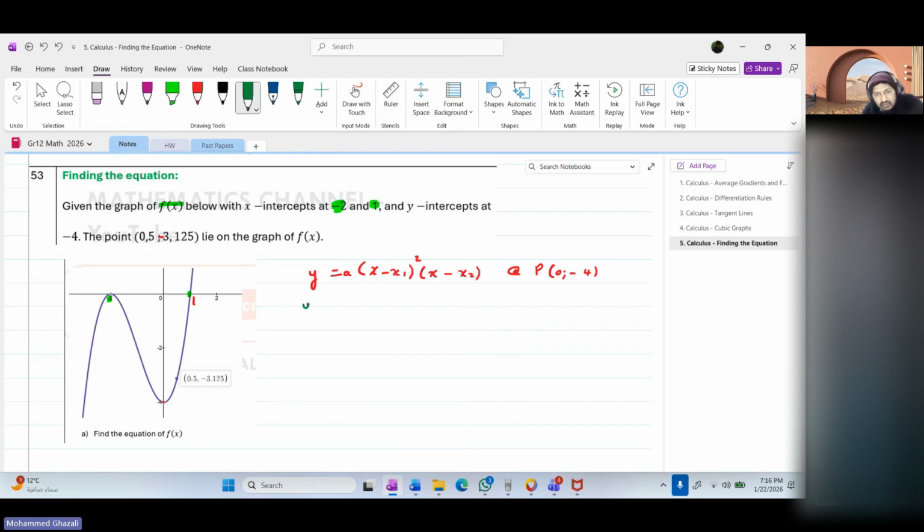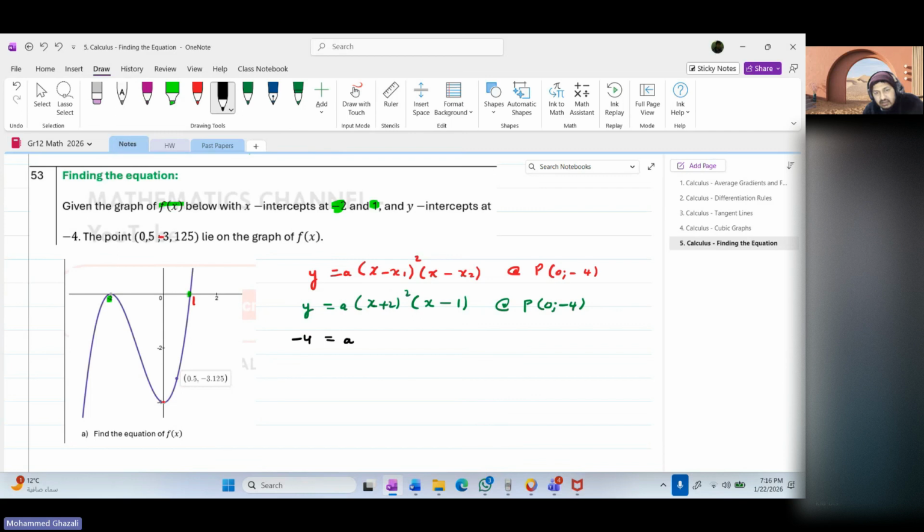Anyways, let's solve this. So you get y equals, what's x1? x1 is -2, so x minus -2 becomes x plus 2. x minus x2 is x minus 1, right? At the value of P, which is (0, -4). Now we can substitute 0 and -4 inside here. -4 is the y value.